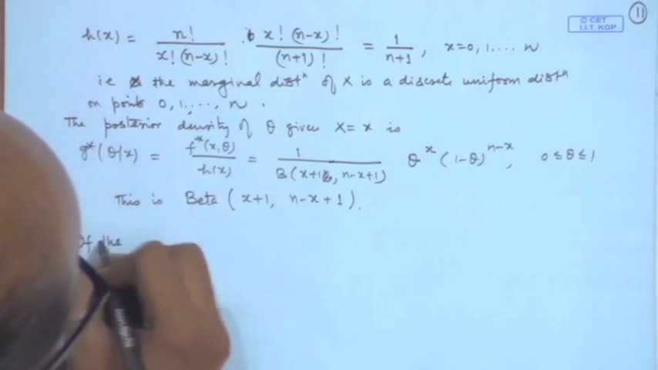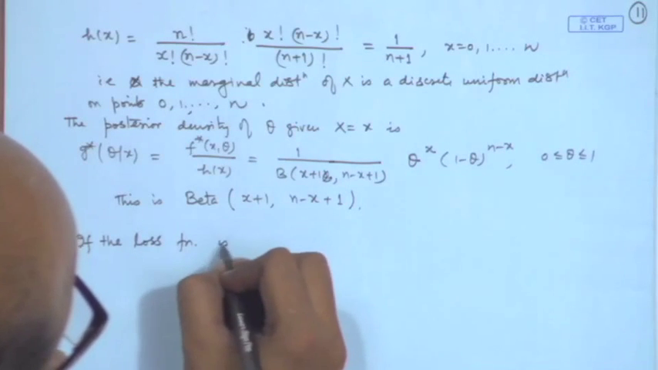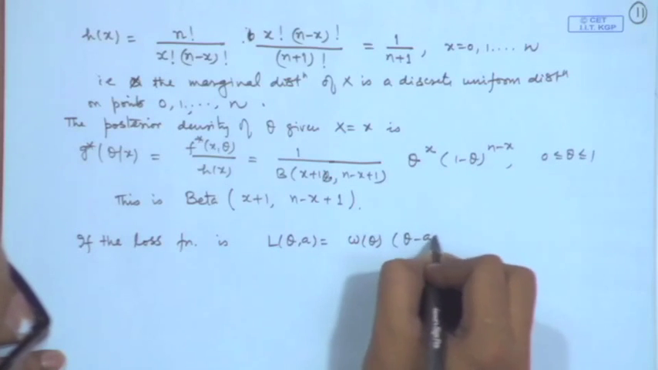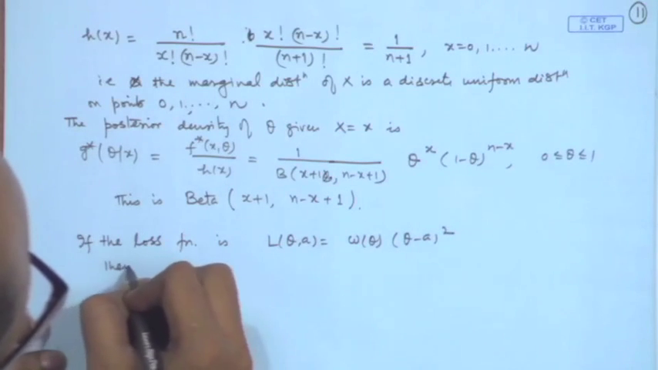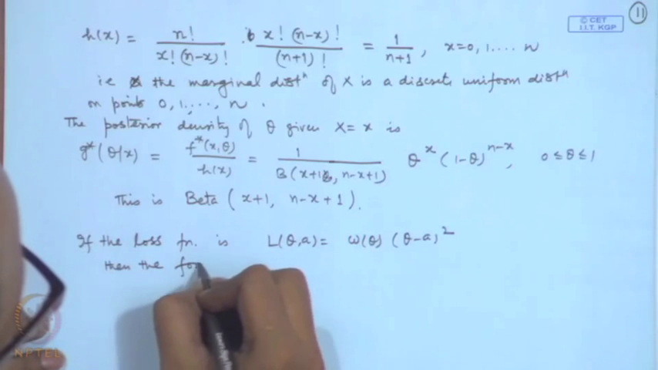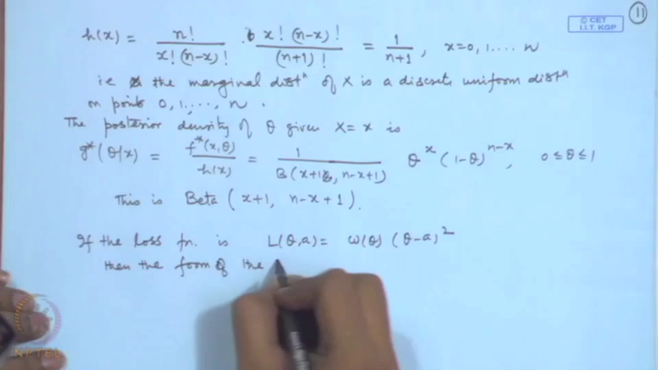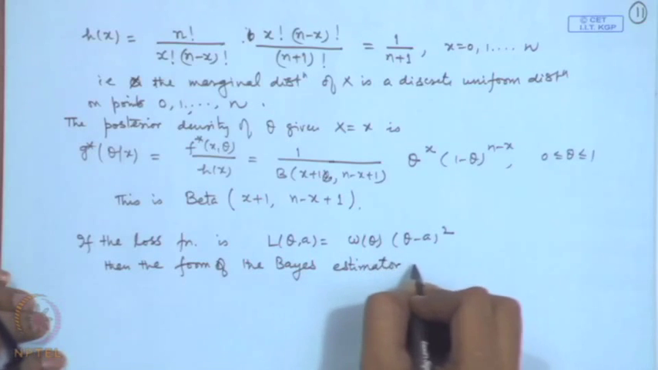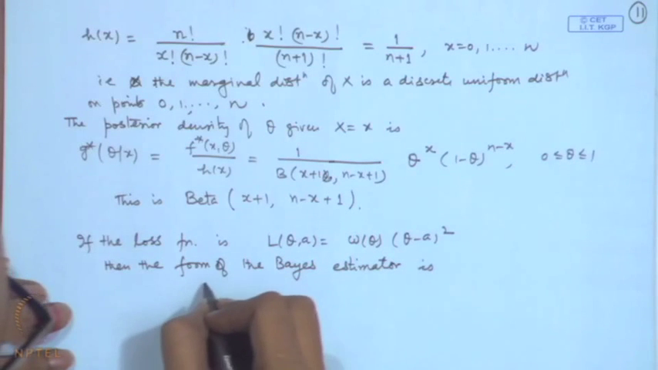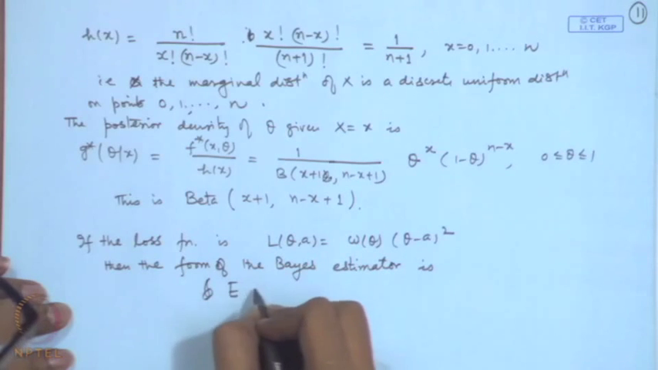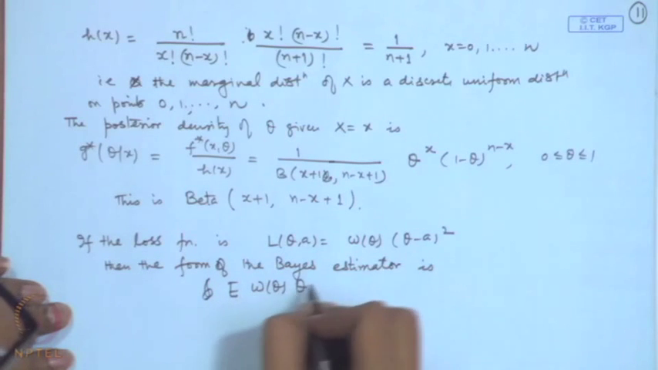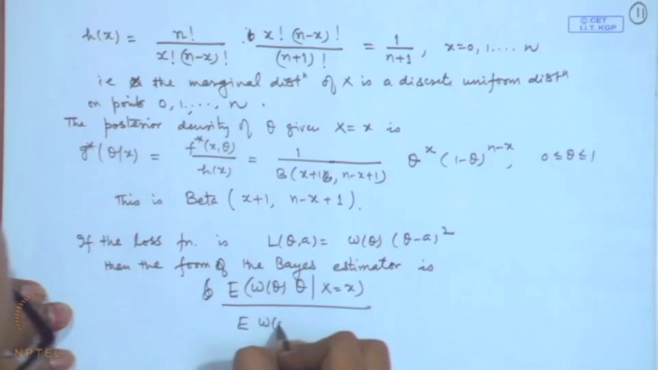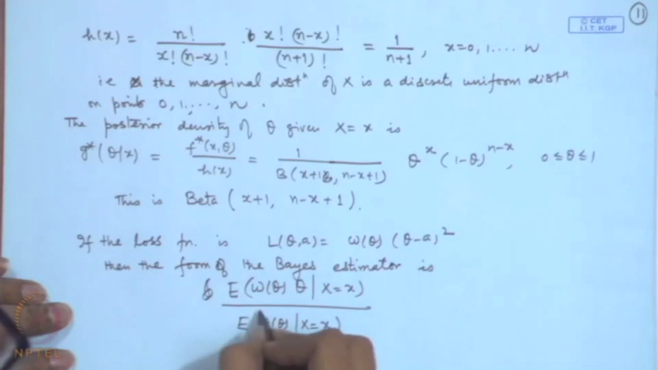If the loss function is w theta into theta minus a square, then the form of the Bayes estimator is expectation of w theta theta given x divided by expectation of w theta given x.